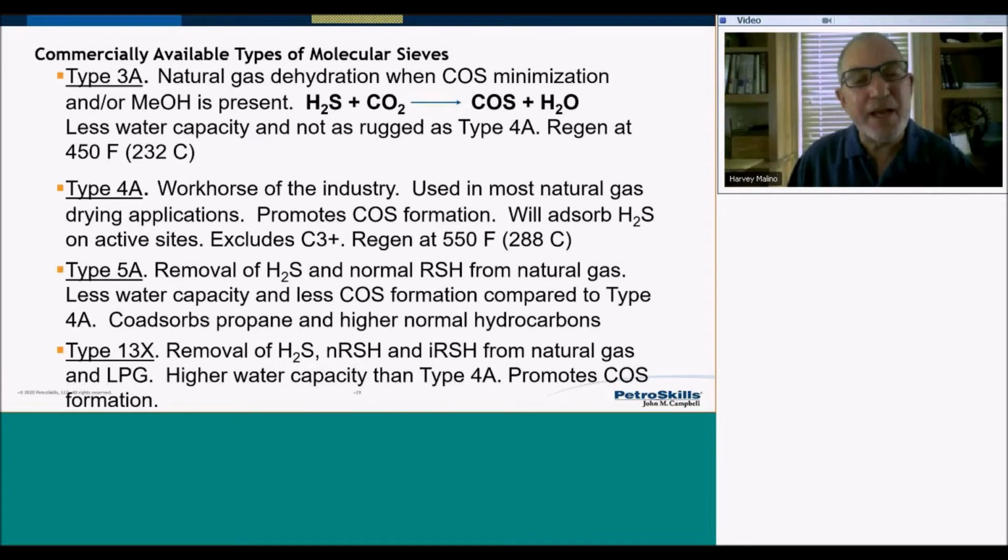Type 13X, you use that when you want to remove H2S, normal, and isomercaptans from natural gas. It has a higher water capacity than type 4A. The nominal pore opening of 13X is 10 angstroms, not 13, and it promotes carbonyl sulfide formation more than any of the other materials. We generally use 4A material in most of our applications. There are times when you want to go to a 3A.